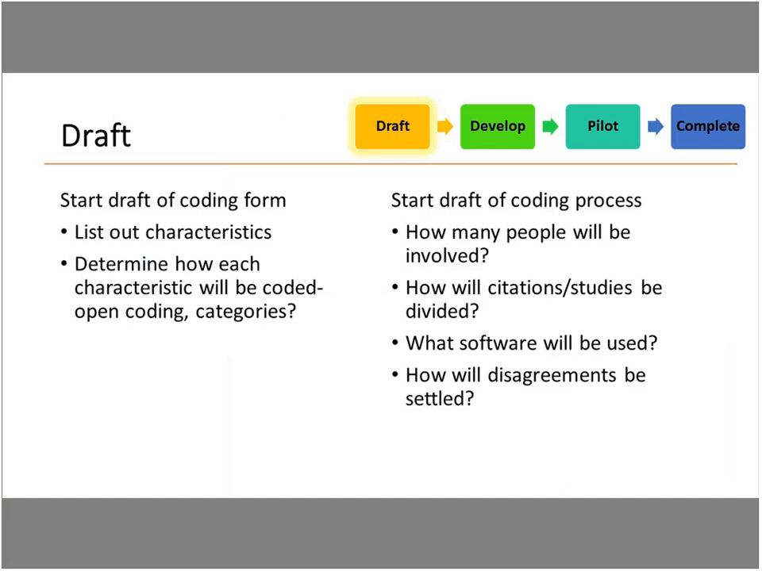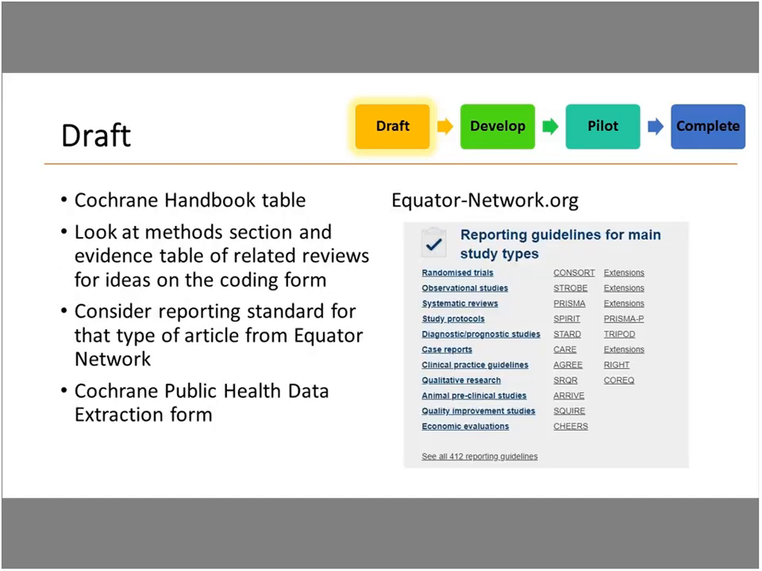They will also have to report how many people were involved in this process, how the studies were divided, what kind of software they used, and how disagreements were settled. And so this is what they'll have to write up in a paragraph describing this. And we're going to look at some examples as we go through today.